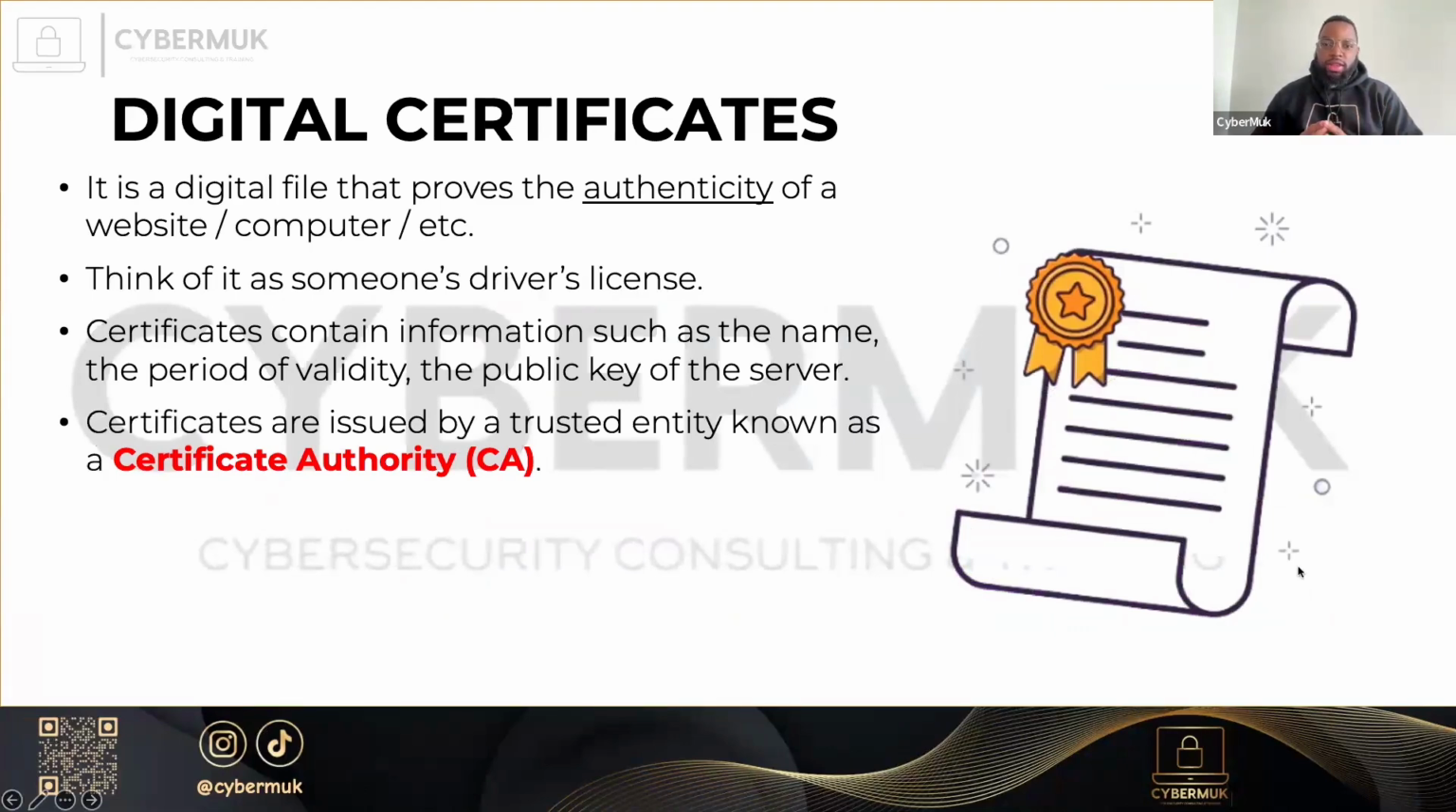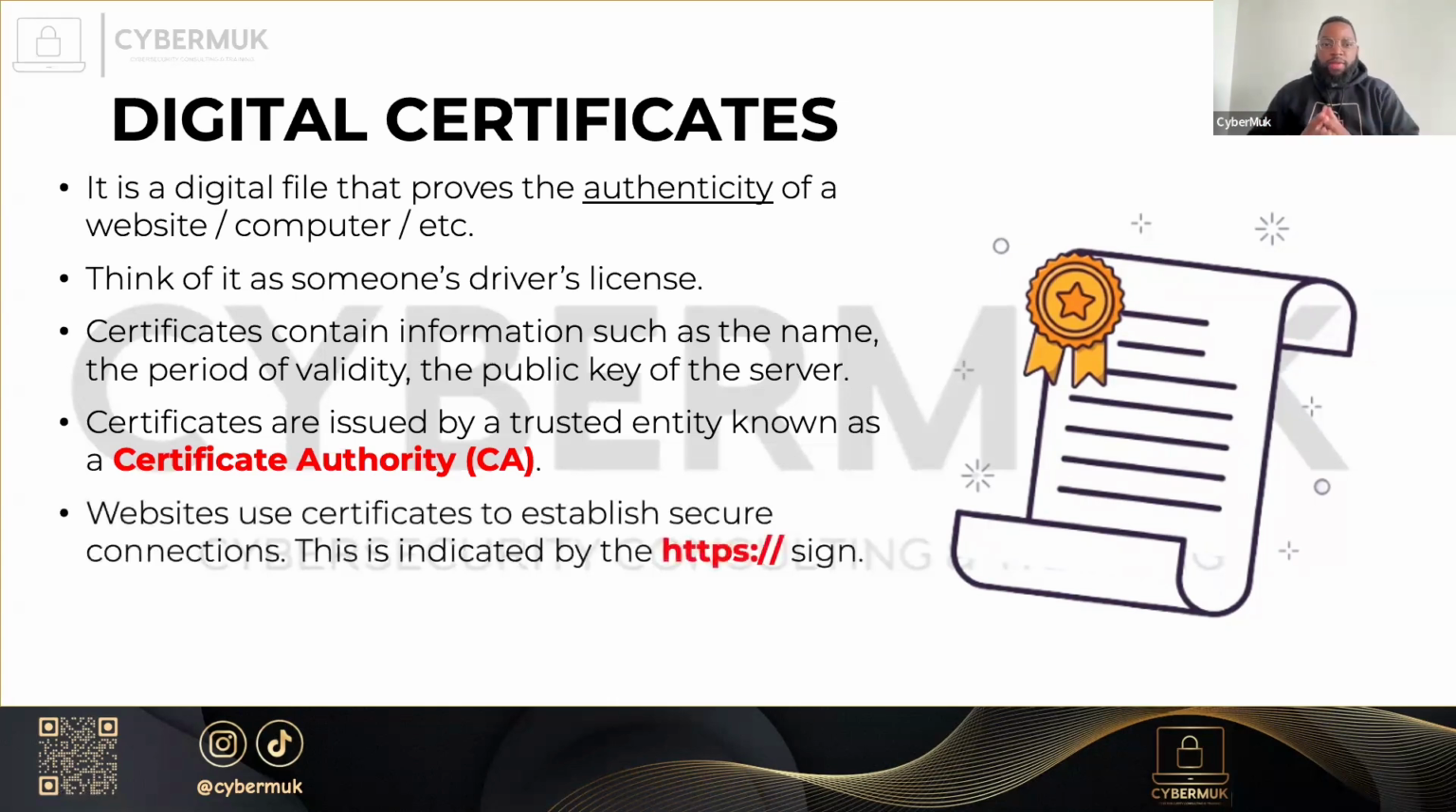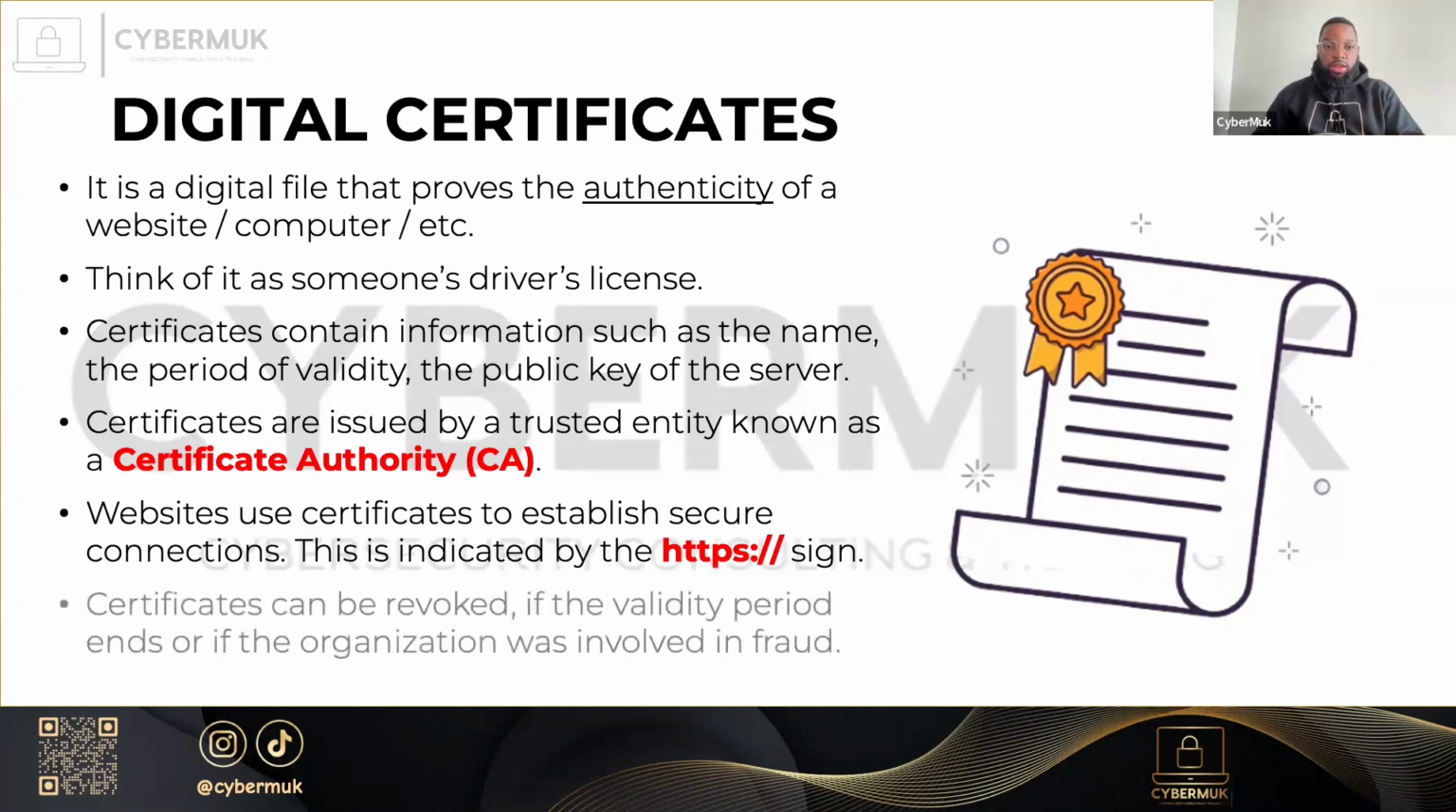So that's a digital certificate, and it's issued by a trusted entity known as a certificate authority. So this is a trusted entity that issues digital certificates. Certificate authority, just like with your driver's license, you go to the DMV to get a driver's license. And websites use certificates to establish secure connections. So whenever you see the HTTPS sign with the colon and the two forward slashes, that's to show a secure connection. Certificates can be revoked. So if the period of validity ends, for example, the one we just saw, or if the organization was involved in fraud, the certificate can be revoked.